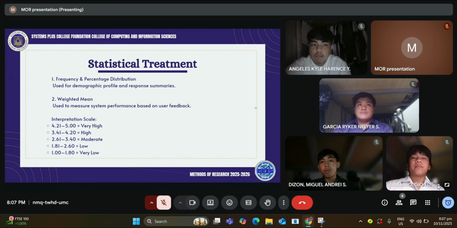interpretation scale. This is on how to read the results. 4.21 to 5.00 is very high. 3.41 to 4.20 is high. 2.61 to 3.40 is moderate. 1.81 to 2.60 is low, and 1.00 to 1.80 is very low.